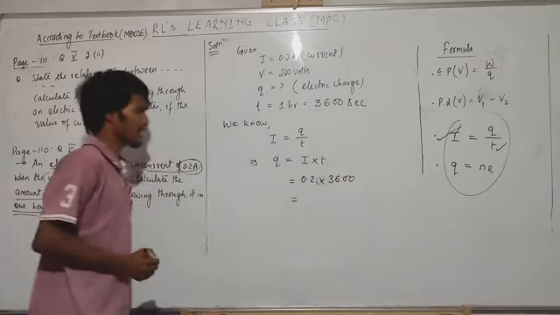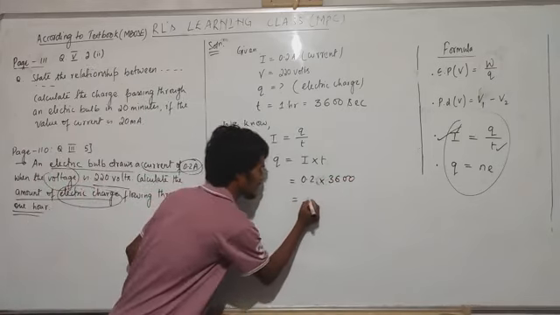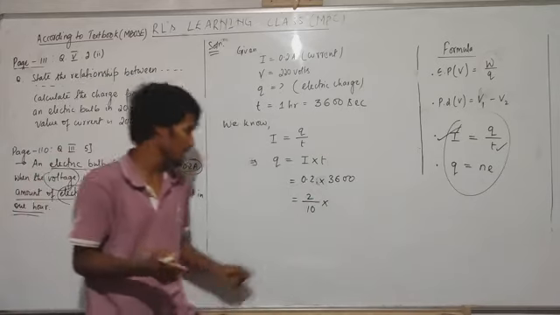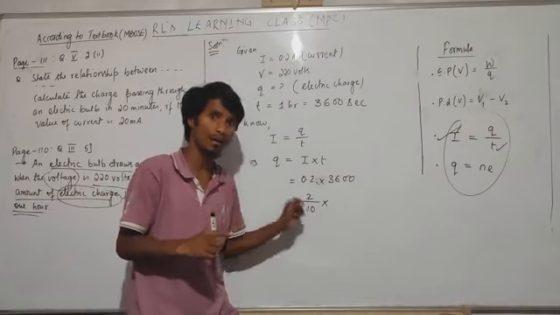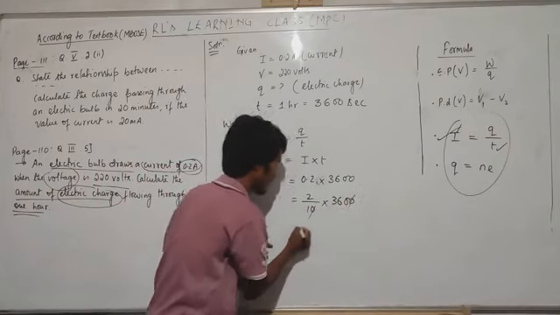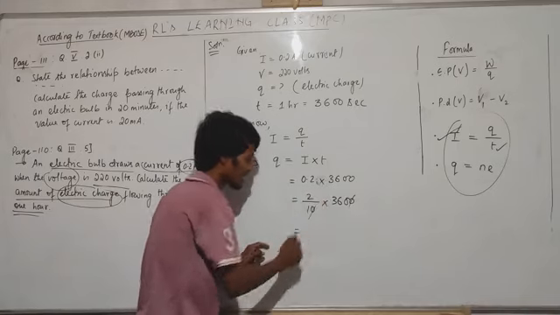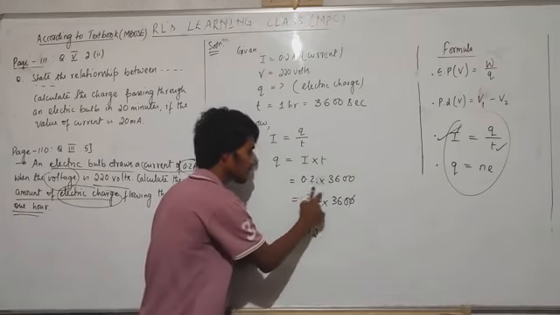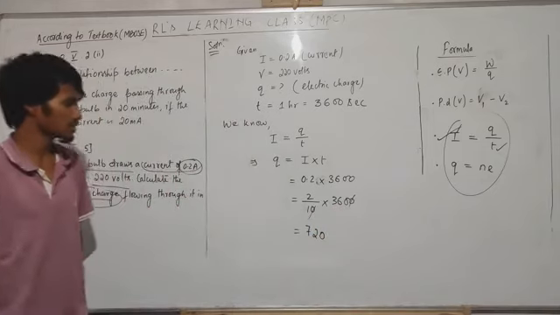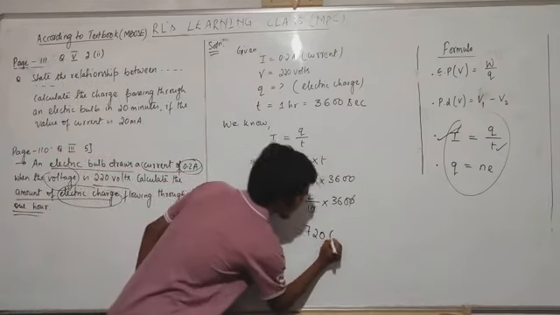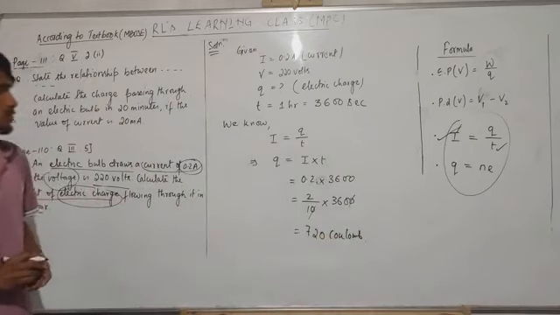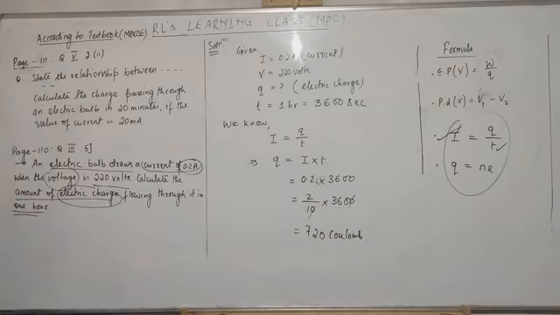Now do the multiplication. Remove this point, then it is 2 by 10, because one number after the point makes it 10. If two numbers, it will be 100. Then 3600, this 0 and this 0 cancel. Then 2 into 36 will be 72, and this 0 will be there. Then how much is the charge? 720 coulomb. Now this will be the answer for this question.